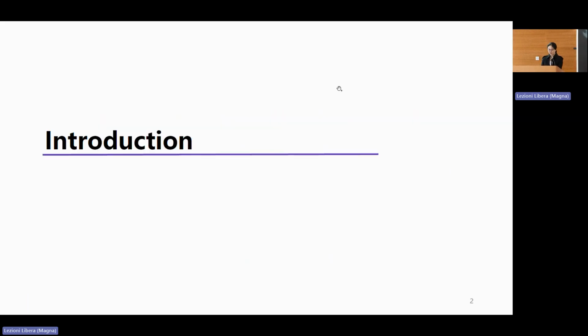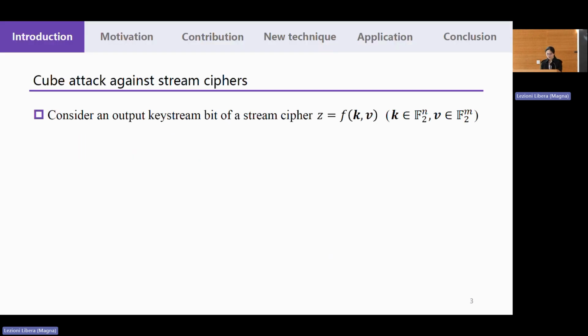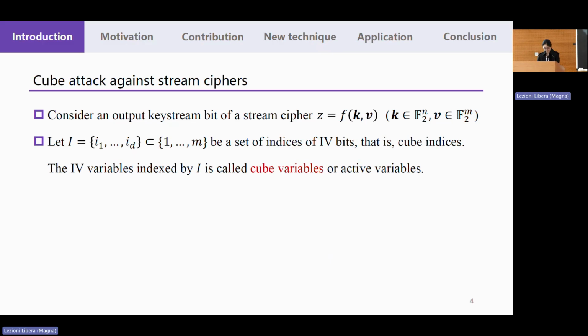First, I give an introduction to cube attacks and dynamic cube attacks against stream ciphers. For stream ciphers, every output key stream bit can be written as a Boolean function of secret key variables and IV variables. Let I be a set of indices of IV variables, namely cube indices. The IV variables indexed by I are called cube variables or active variables.